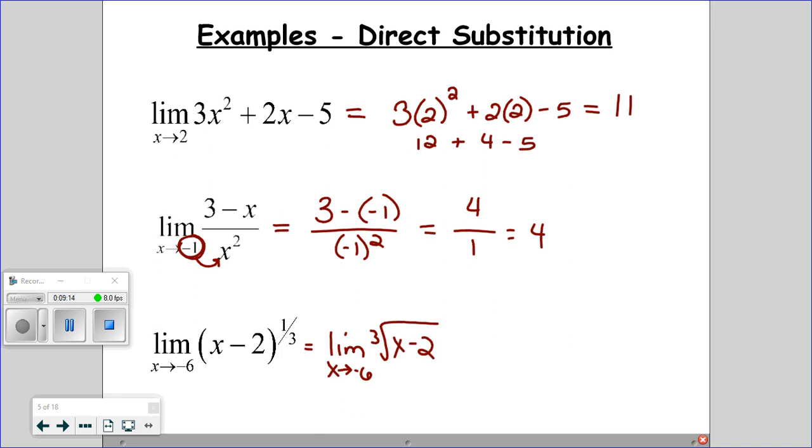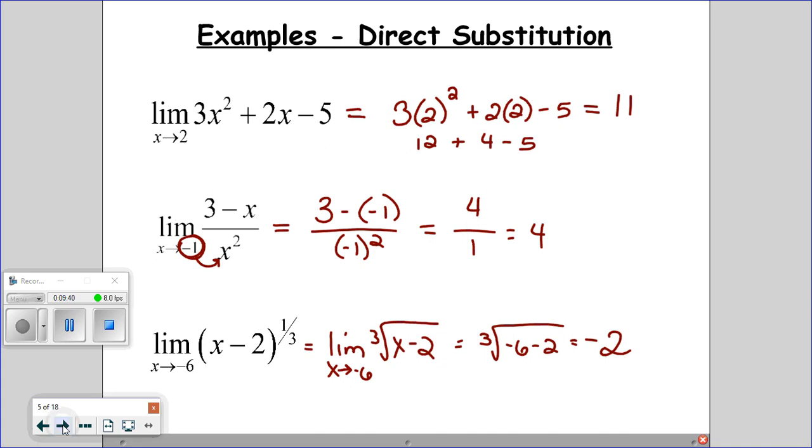And that stands out to me more as remembering that, do cube roots have domain restrictions? No, I can cube root anything. I can cube root a negative, I can cube root a positive. It doesn't matter. So it's easier for me to see here that I am fine to do my direct substitution. Cube root of -8 is -2. So those are all ones that we can do direct substitution.